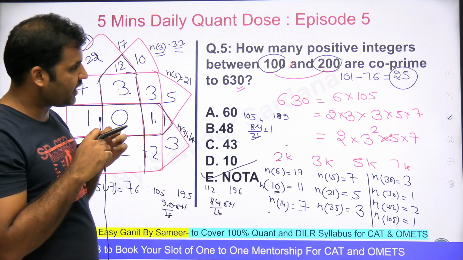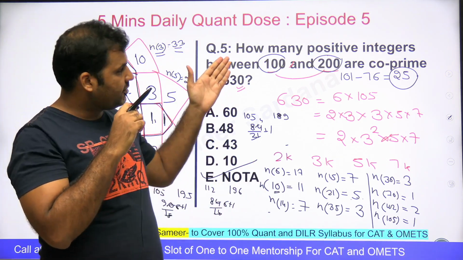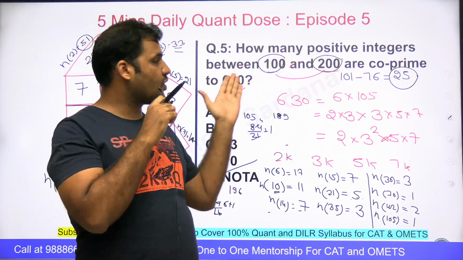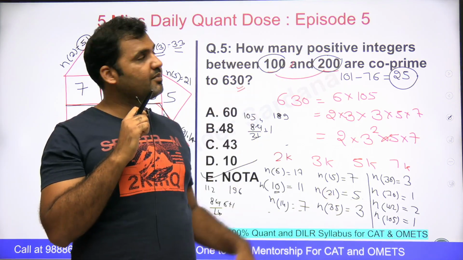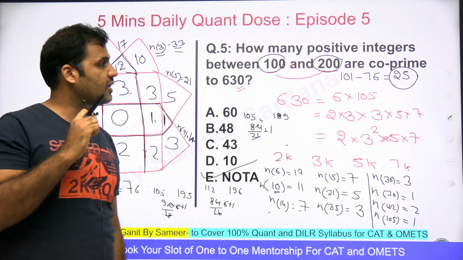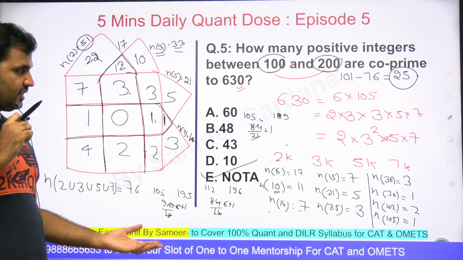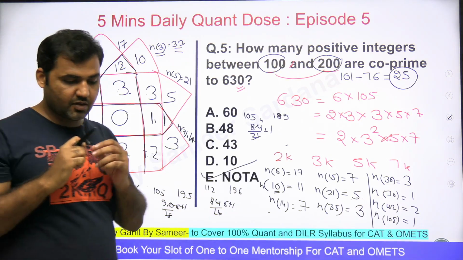Answer will be 25, which are between 100 and 200, and their co-prime is 630. So 25 numbers, 100 and 200, 630. Number 5 of our daily quantos.